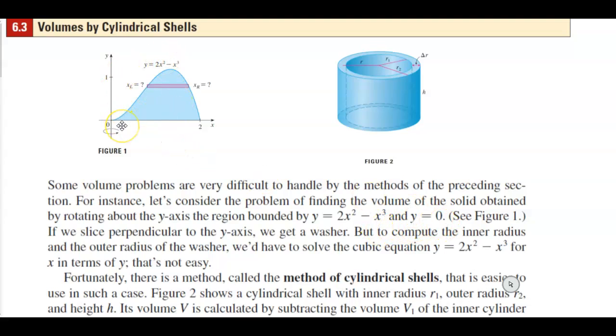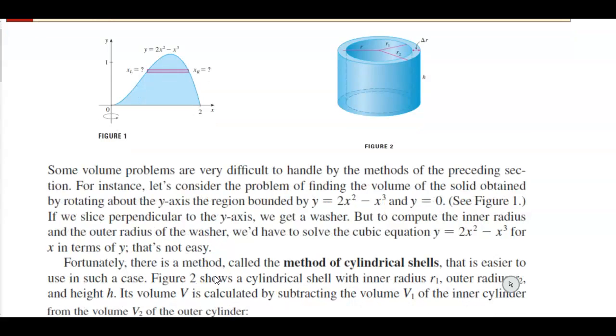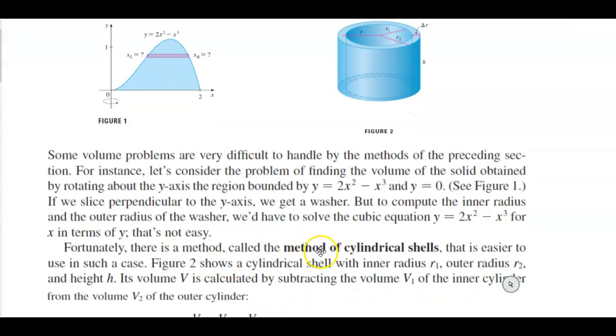Now, if we slice perpendicular to the y-axis, we would get a washer. But to compute the inner radius and the outer radius of the washer, we'd have to solve the cubic equation y equals 2x squared minus x cubed for x in terms of y, and that's not easy. Fortunately, there is a method called the method of cylindrical shells that is easier to use in such a case.